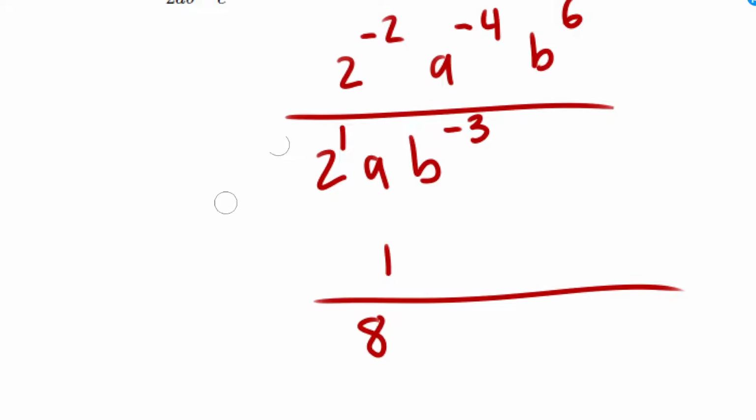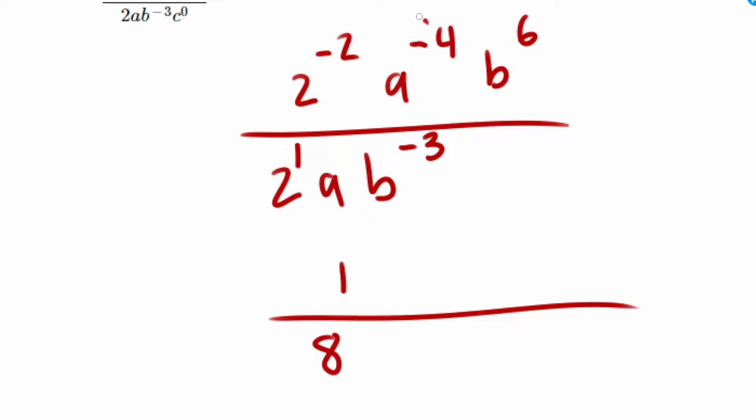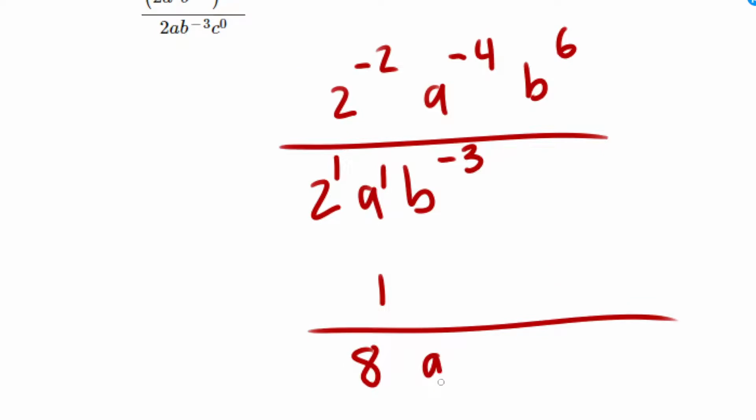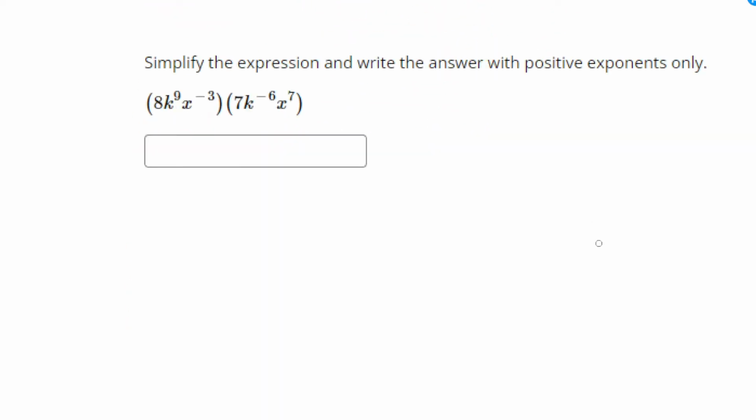You always want to go further with the integers. This a, negative 4 plus 1, if it doesn't have an exponent, you can assume it's a 1. So we'll have a to the 5th. This b will move up because we basically just want them to be positive. So they want to go upstairs in the party because they feel more comfortable that way. But these people want to go downstairs. So we'll now have b to the 9th. And this would be your answer. You don't technically need that one. So b to the 9th over 8 times a to the 5th. Simplify this expression. Write the answer with positive exponents only.